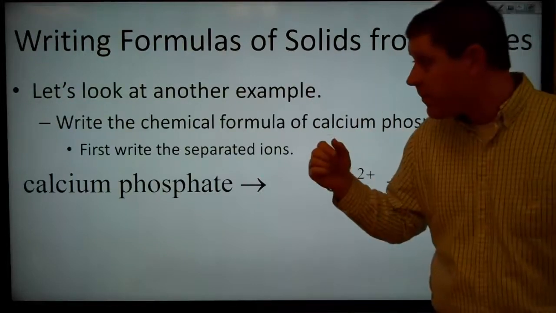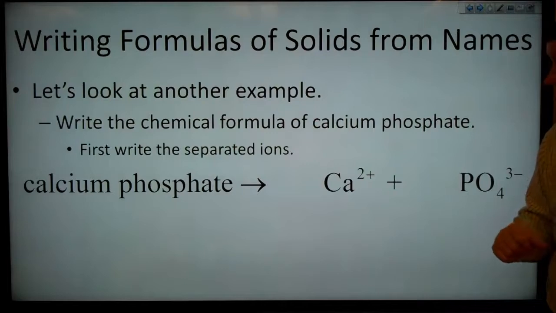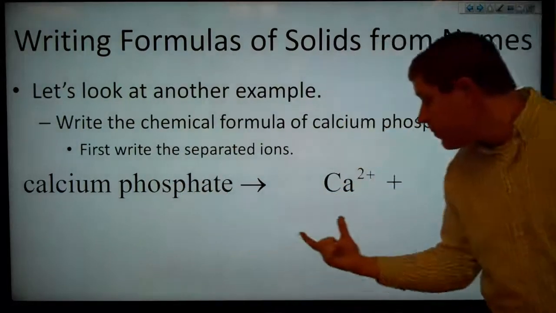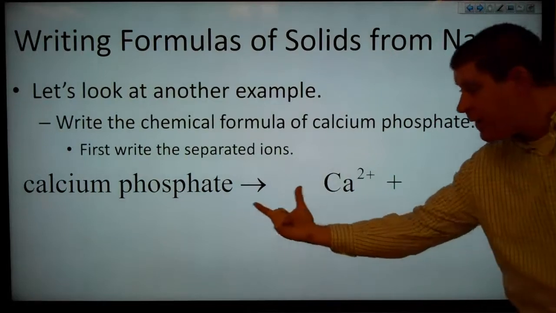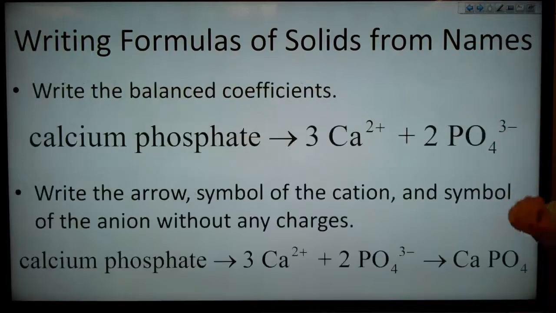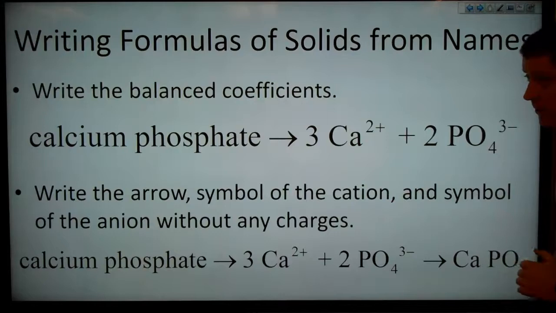Let's look at another example. Suppose we want to write the chemical formula of calcium phosphate. So first let's write the separated ions. Calcium becomes Ca2 plus. Phosphate is PO4 3 minus. Now we want to write the balanced coefficients. So we have 3 and 2.